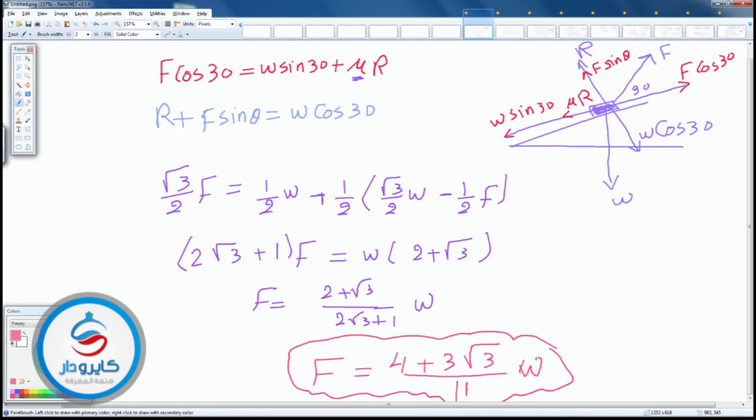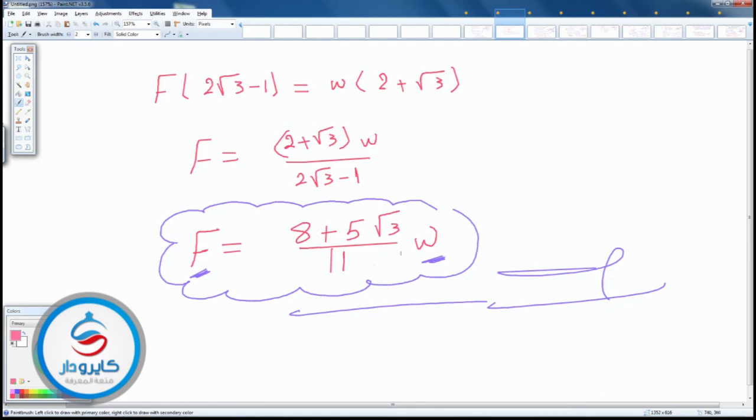This was a very important problem. That means if we change the position or the line of action of the effective force on the body, the force will change its magnitude, because in both cases it depends on the weight of the body. First, the force was horizontal, and we got it equals 8 plus 5 root 3 over 11 W.